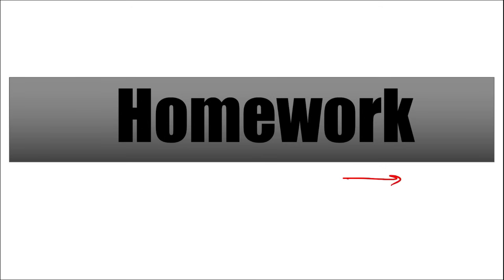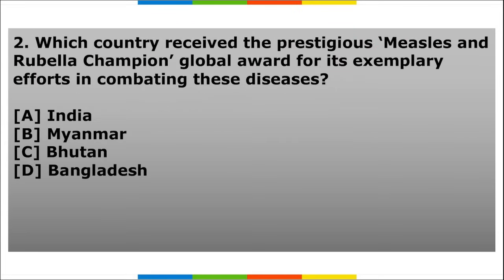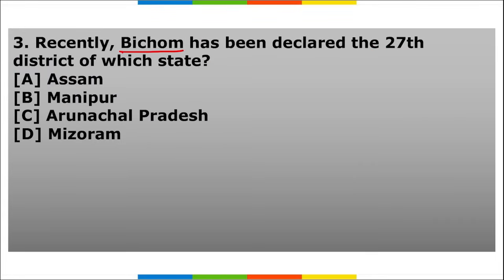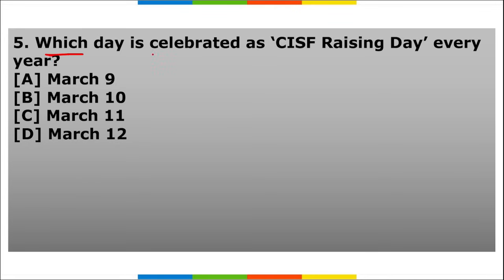Next is homework section. First, Poshan Pakhwada, recently seen in news, is organized by which ministry? Second, which country received the prestigious Measles and Rubella Champion Global Award for its exemplary efforts in combating these diseases? Third, recently, Bichom has been declared as the 27th district of which state? Fourth, where was the Agriculture Integrated Command and Control Center inaugurated? And fifth, which day is celebrated as CISF Raising Day every year?